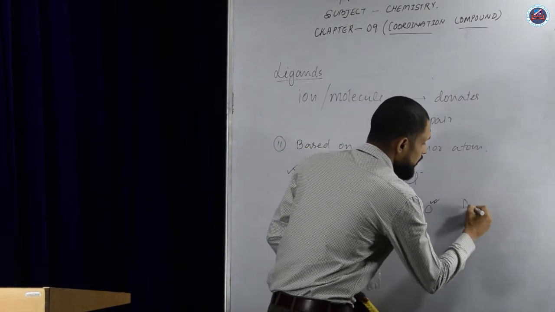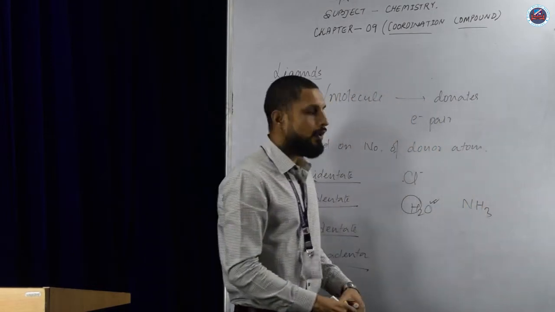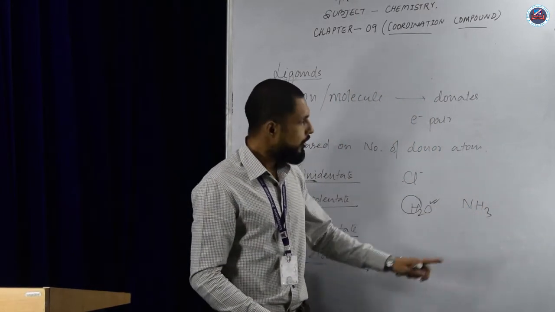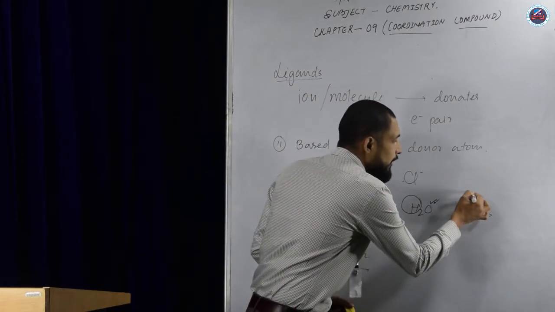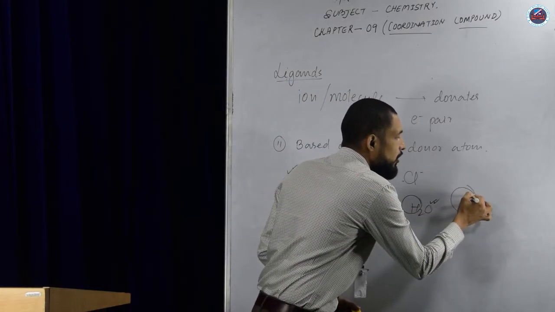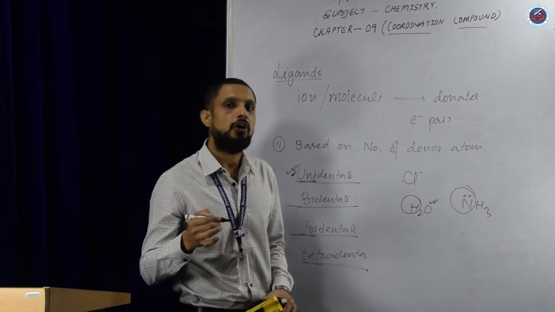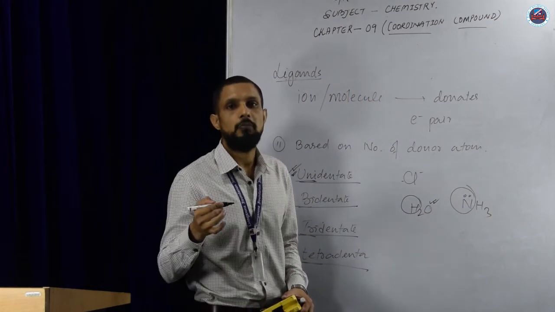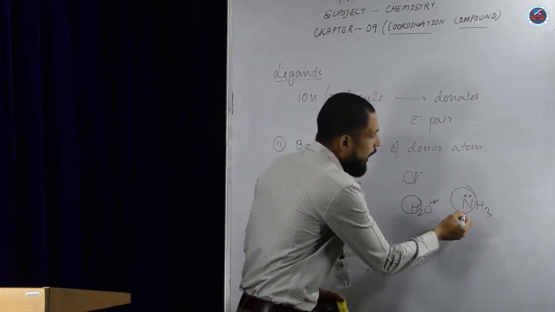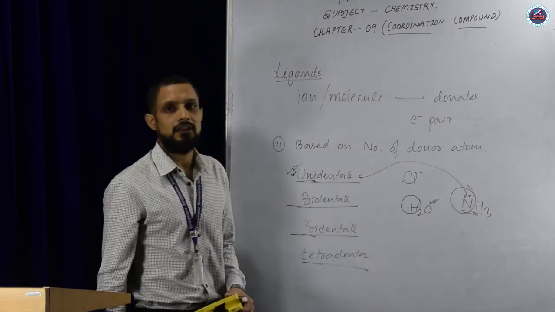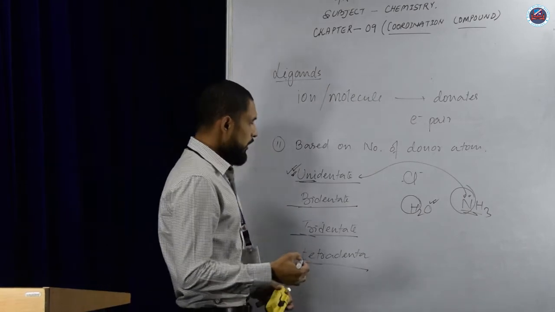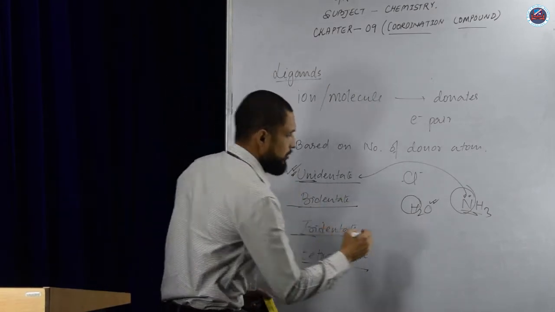More examples, NH3. You have 4 atoms here, 1 nitrogen, 3 hydrogen, but only nitrogen is capable of donating a pair of electrons to form a coordinate bond. So that's why NH3 is also an example of unidentate ligand. Let us see the example of bidentate.